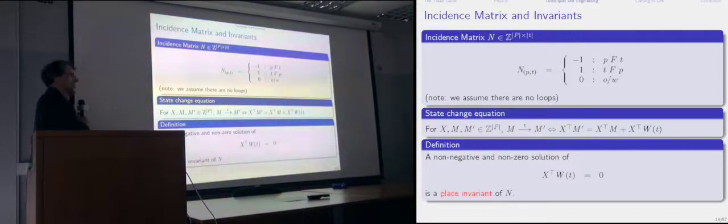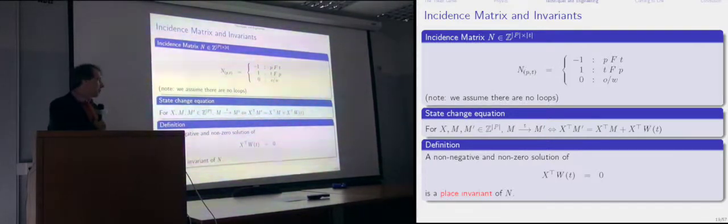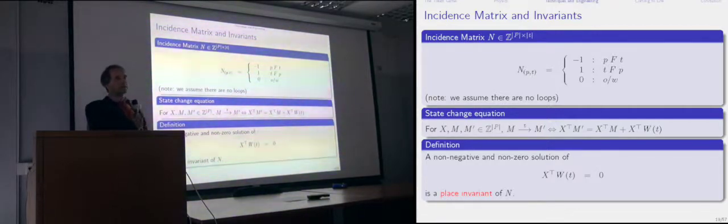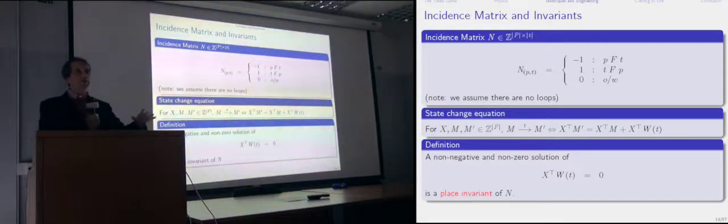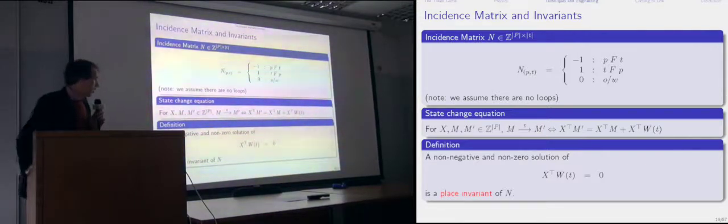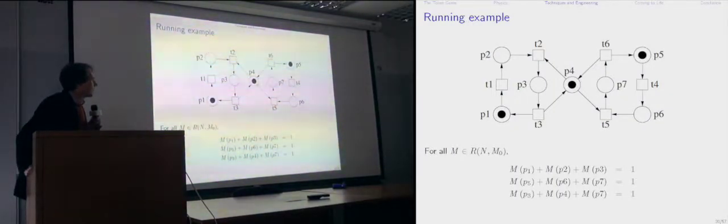And now this is interesting because this means that some vectors x will have no change at all under a transition. And if this is true for all transitions, well, this means that this weight vector is an invariant of the system, some property of the net that never changes under the evolution of the system, and it's called a place invariant because we're based on places. And yes, what does this mean?